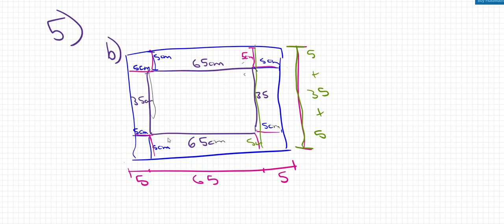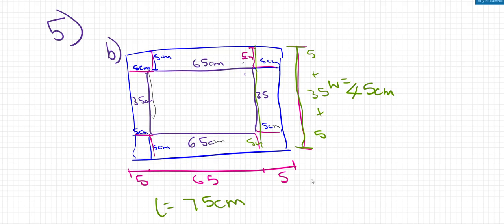So this question, yes, it was tricky, but drawing a diagram and adding in all of our measurements has helped us to work it out. So what is 65 plus 5 plus 5, or 65 plus 10? That is 75 centimeters. Our units are all in centimeters. 35 plus 10, so 35 plus 5 is 40, plus 5 is 45. So 45 centimeters. Okay, so length is 75 centimeters and the width is 45 centimeters.